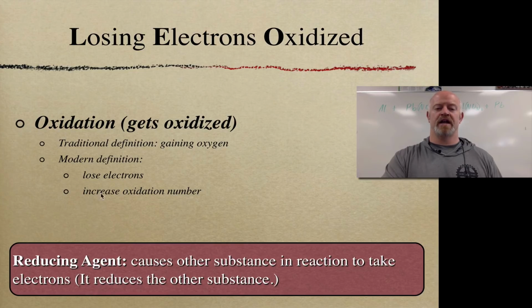Okay, we will take a look at oxidation numbers shortly, but for right now, just realize that one way you can track the losing of electrons is to look at actual specific numerical values associated with elements, and they're called oxidation numbers.